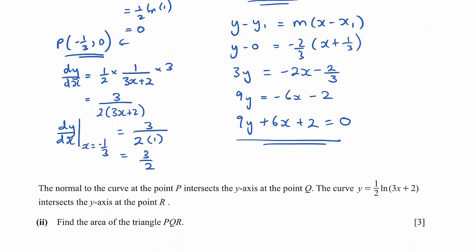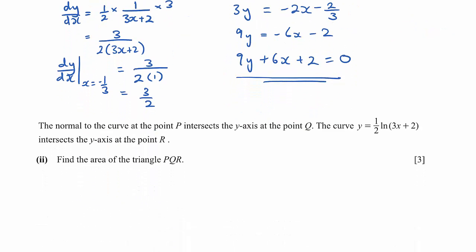So we're now told that the normal to the curve at point P, the normal we've found, intersects the y-axis at the point Q. So y-axis means that x is equal to 0. So that gives us 9y plus 2 is equal to 0. So y would be negative 2/9.